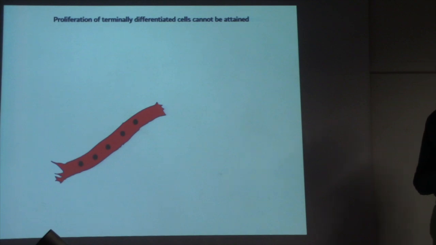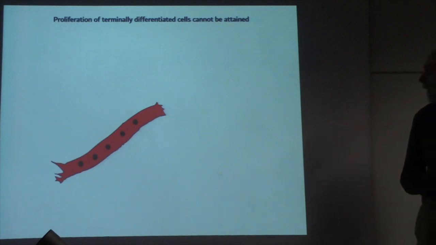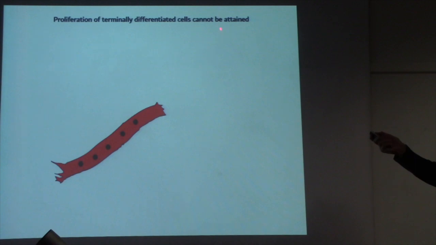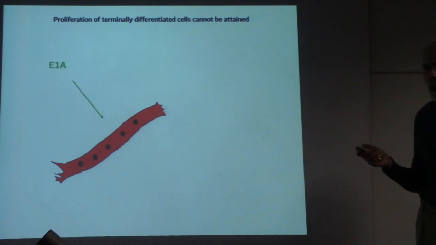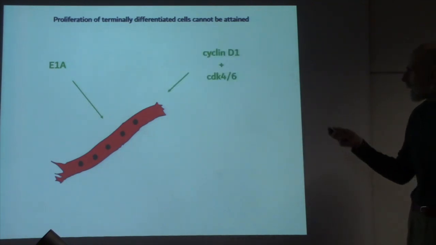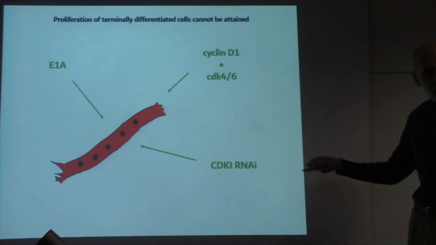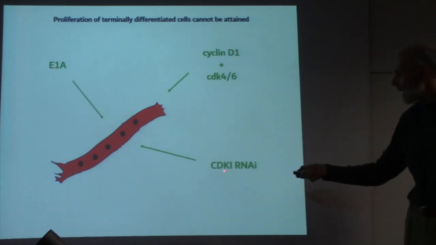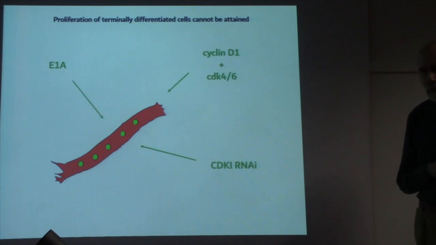This is a different project, a later project. The authors start from some facts that they found. That is, proliferation of terminally differentiated cells cannot be obtained. Why can it not be obtained? Well, the authors have devised several ways to reactivate the cell cycle in myotubes, such as expressing E1A, a viral protein that is able to reactivate the cell cycle. They can express cyclin E1 and CDK4 or 6, which is a single molecule. They can suppress the cell cycle inhibitors, cyclin-dependent kinase inhibitors. And all of these manipulations do reactivate the cell cycle in myotubes.